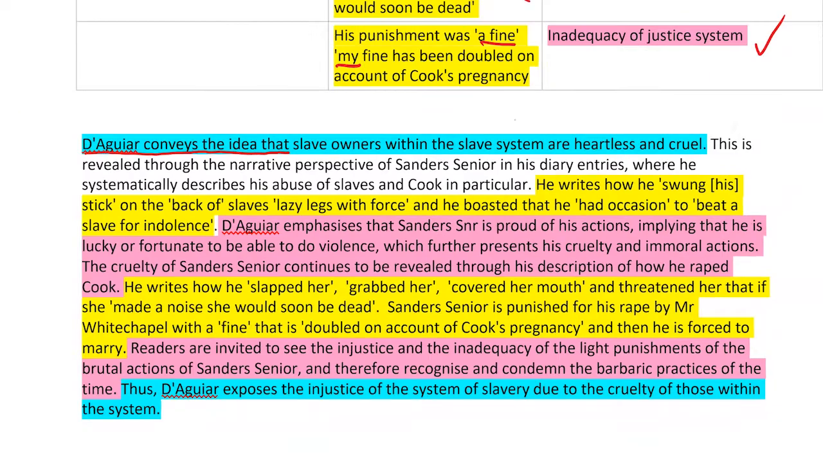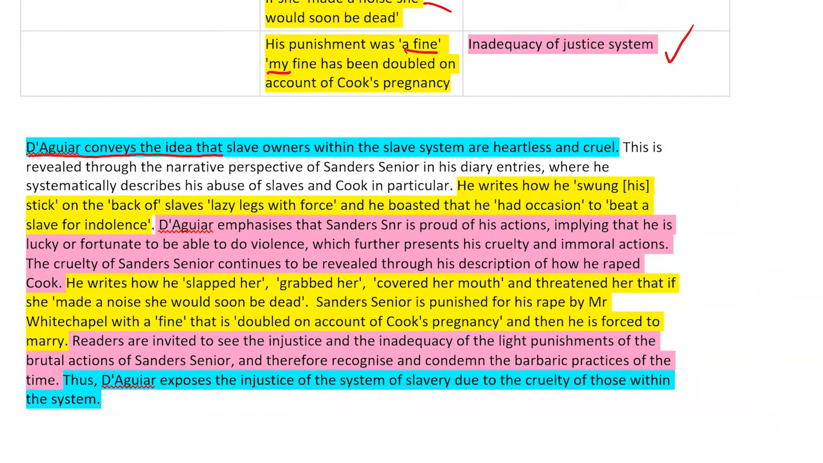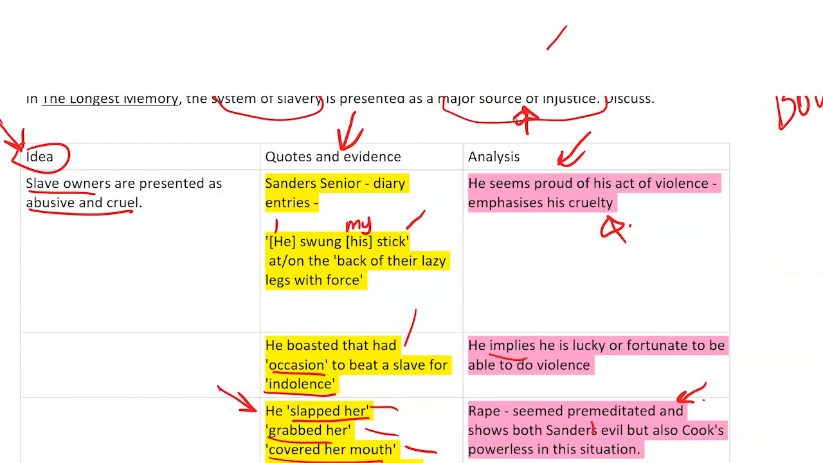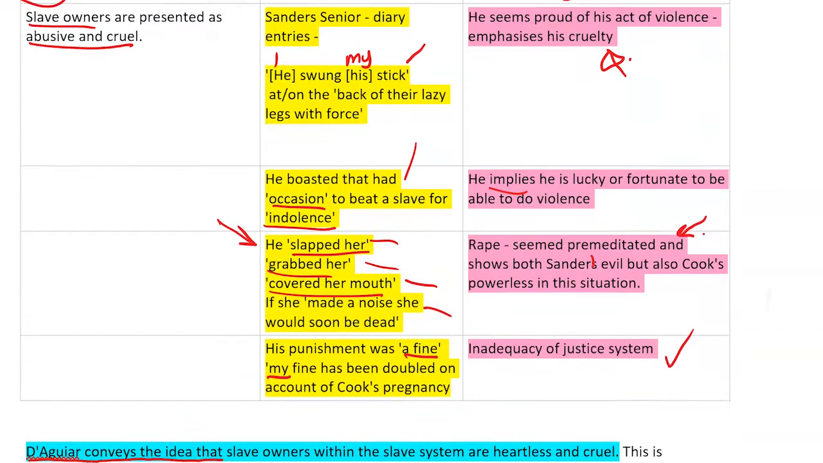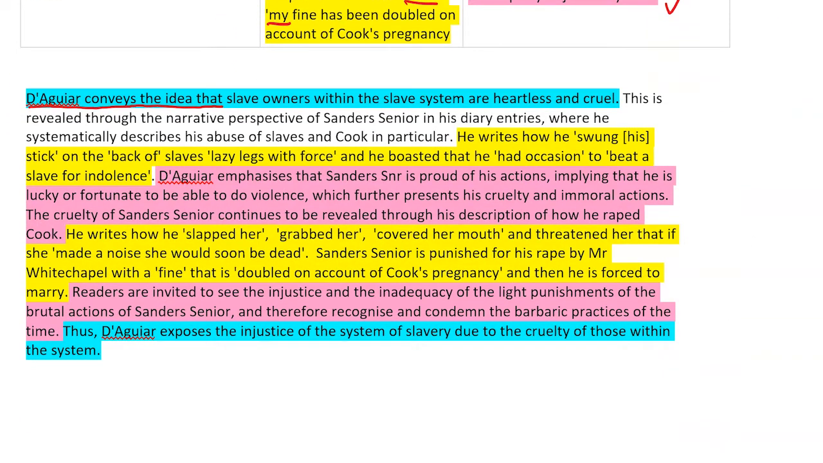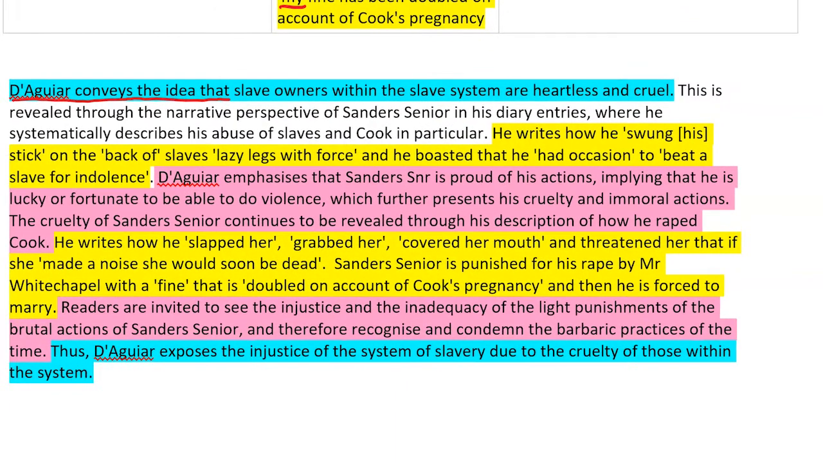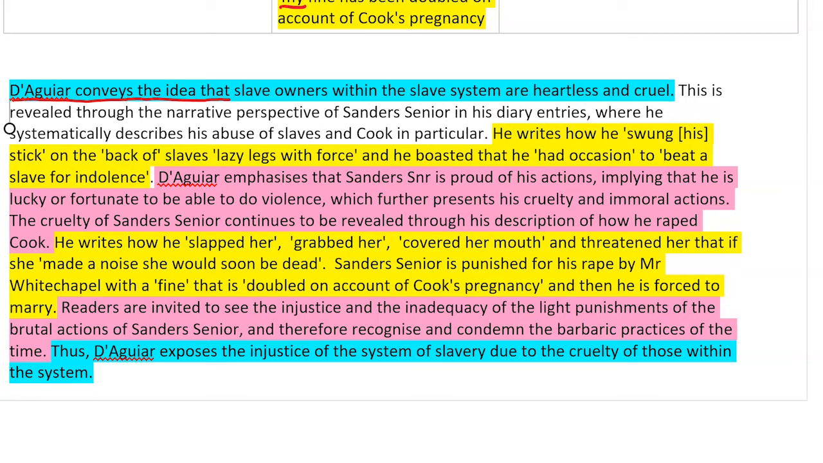Now, you could, if you wanted to be even more clear that you were answering this essay question, say something like, Dubois conveys the idea that a major source of injustice is due to the heartless and cruel slave owners within the slave system, for example. And then we've got a sentence which explores or explains it a little bit more in a general way before we go into our detailed quotes and evidence.